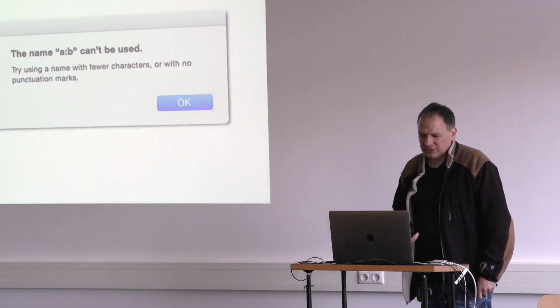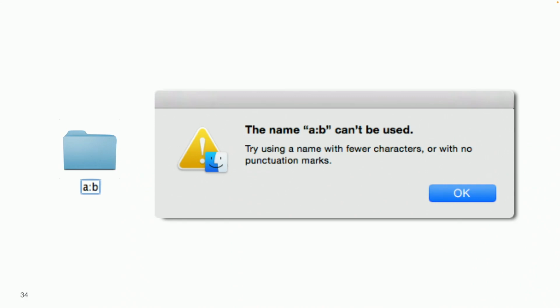This is a bad example from Mac OS X these days. They actually made it worse. It used to be, like I said, it just automatically replaced colons with hyphens. And now if you type something in like A:B, you get, it's almost like a text adventure. Like, the name A:B cannot be used. Try using a name with fewer characters or with no punctuation mark. Like, how mystical can you be in your error message, right?